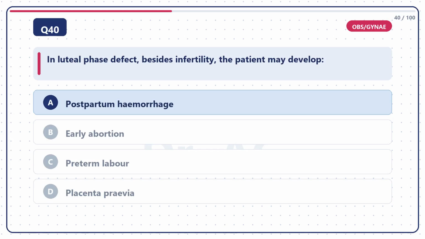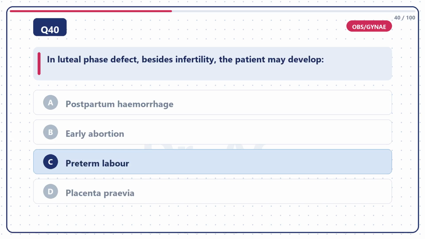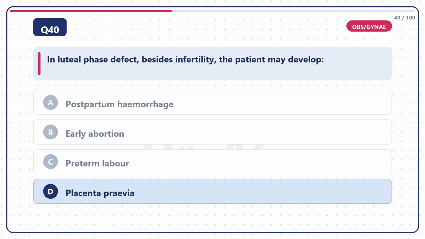Postpartum hemorrhage. Option B, early abortion. Option C, preterm labor. Option D, placenta previa.